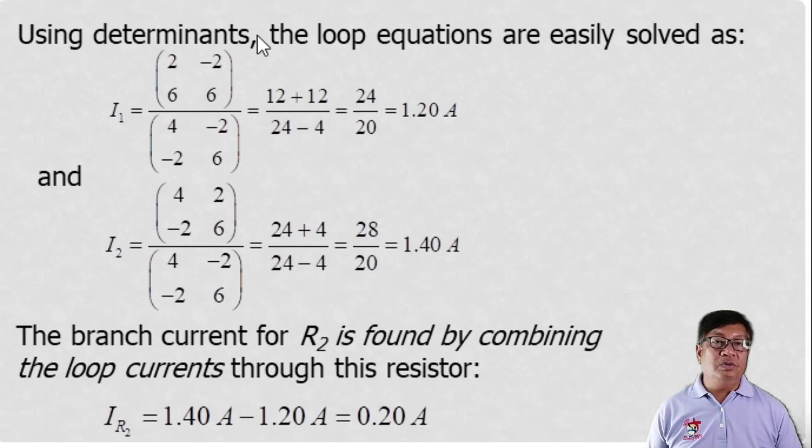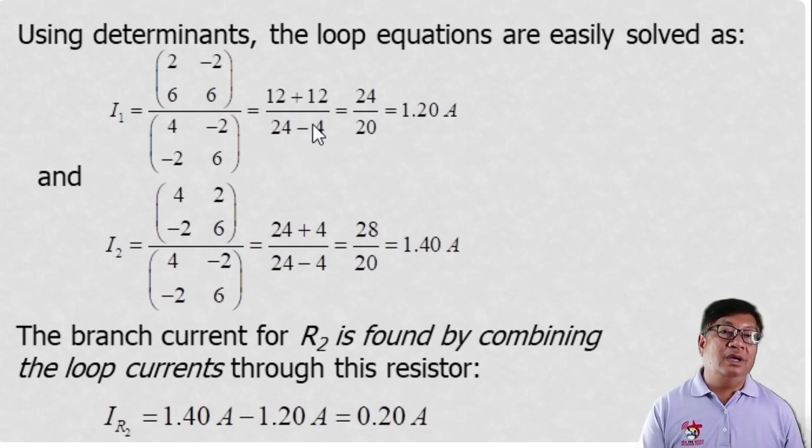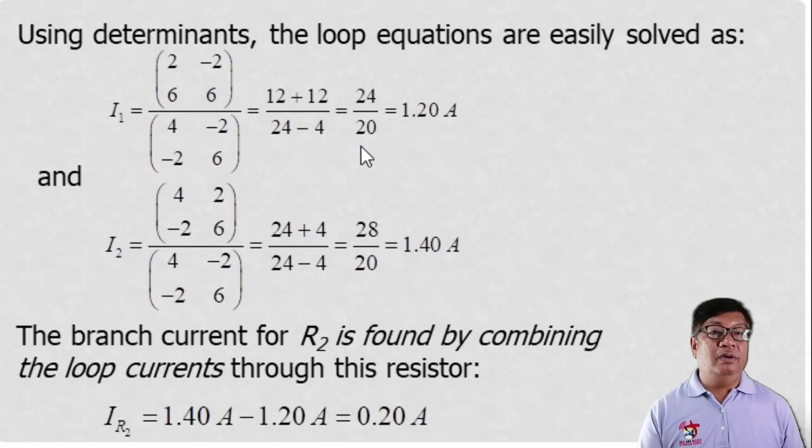So try to cross multiply. This is an application of determinants. We have this 2 times 6 is plus 12 minus minus 6 times minus 2, that is positive 12. So that is equal to 24. Here, our denominator, you have 4 times 6, we have positive 24. And then this is minus 2 times minus 2, that is positive 4, so it is minus, so we have this minus 4. We have this 24 minus 4, no? If you simplify, the numerator is 24 and the denominator is 20.